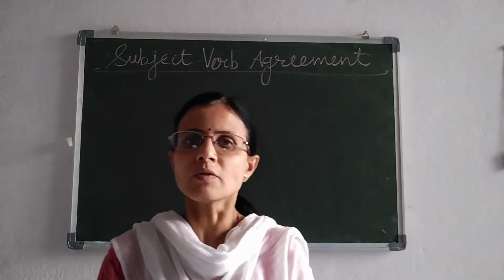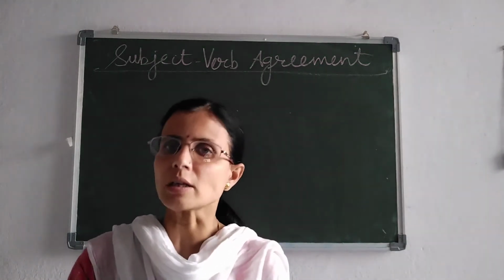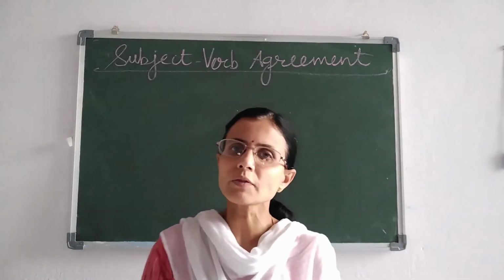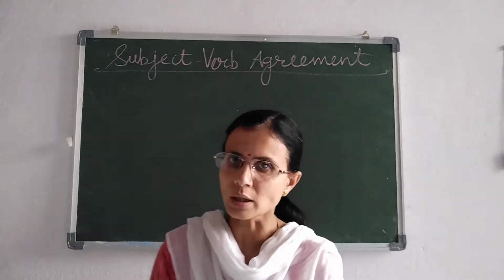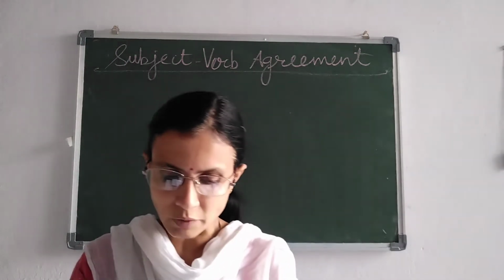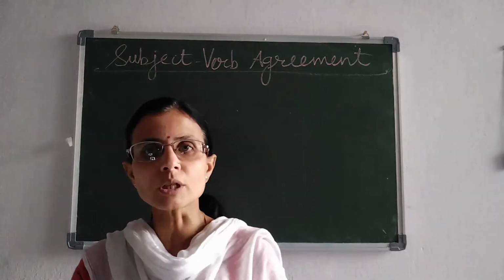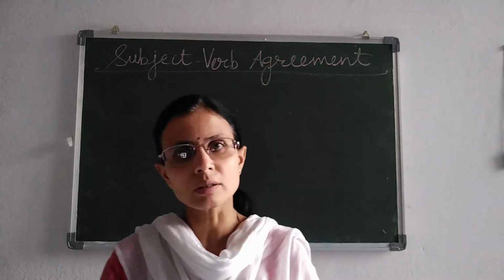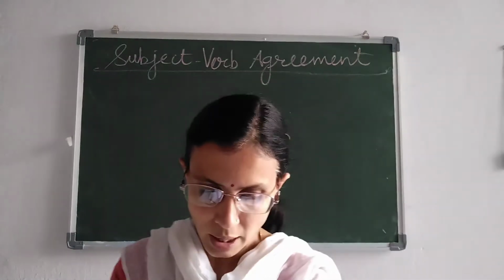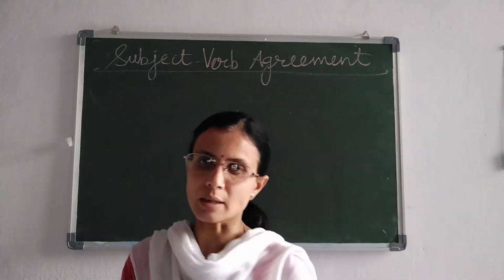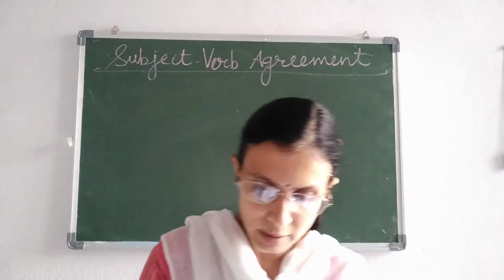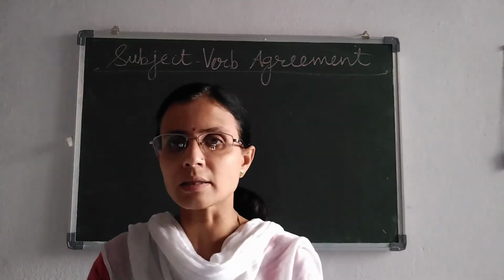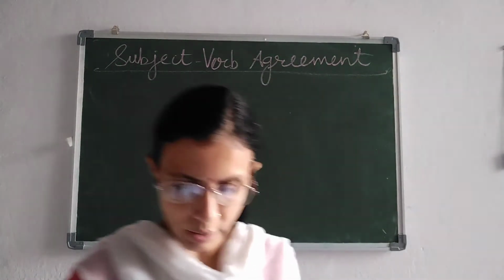It means the verb should agree according to the number of the subject. Number of the subject means singular and plural, and also the verb should agree according to the person, like first person, second person or third person. Now I would like to give you some examples on this. For example, if I take any subject: he, she, it or any name.